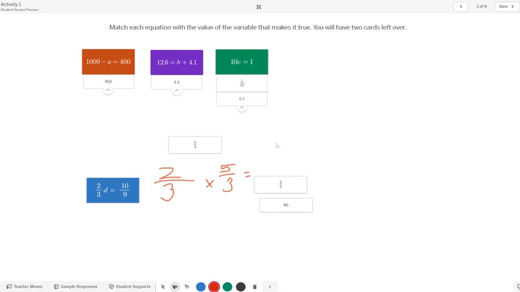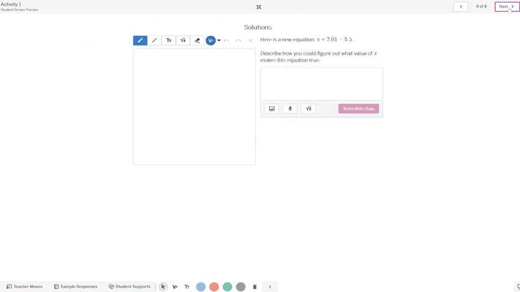Okay, if you did that correctly, you should have 10/9. Looks like I got it on my first try there. Very good. Awesome. So that leaves us with our answer, and we have 2 left over. Let's go ahead and look at slide 4.